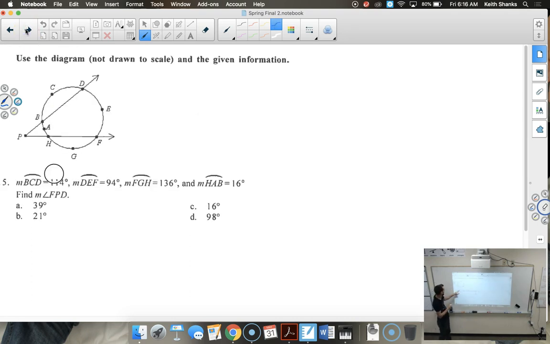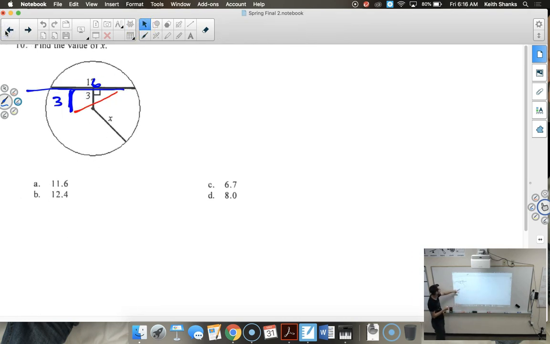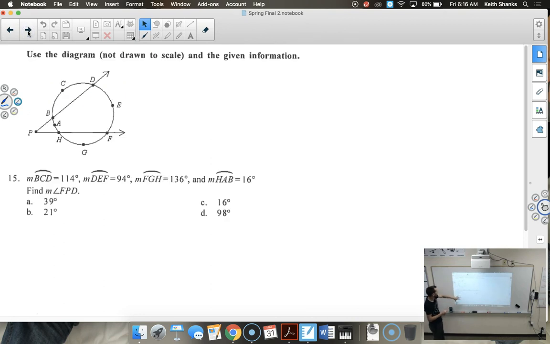Sorry, by the way, I think these are off a little bit. That last one was number 10. Okay, this one's number 15. Number 15, and I think there's one after this also.